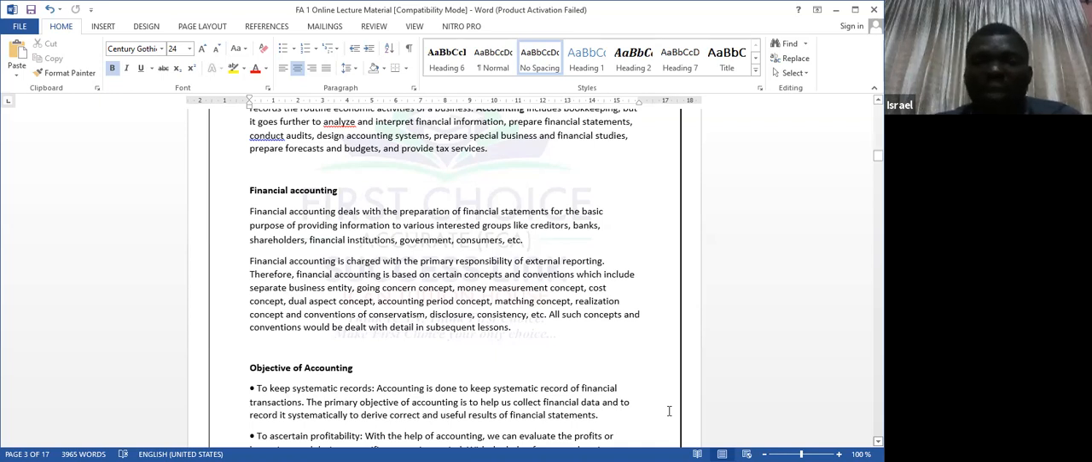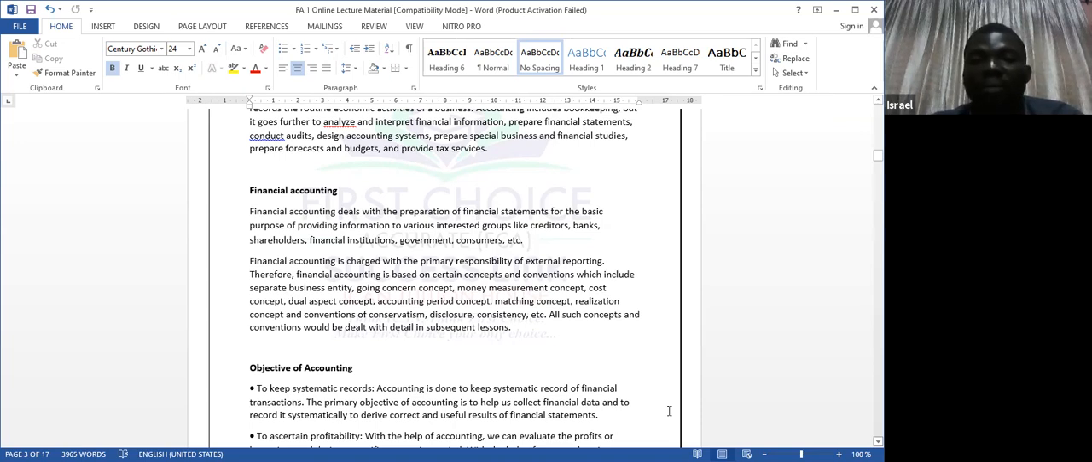And why do we keep that record? The report is historical, as you know, because we report what has occurred, what has happened. We don't report what will happen. So we report what has happened, and we present it in a systematic way that will be useful for the users of the financial statement. So the end product of financial accounting is the financial statement.